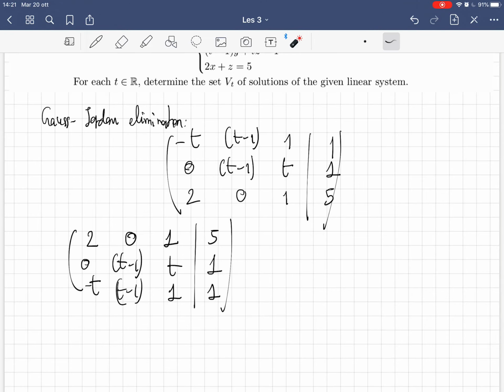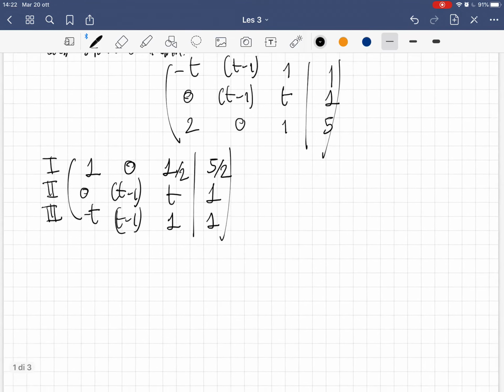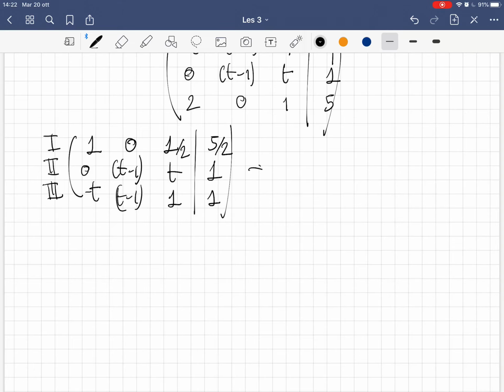This is nicer because you know that you want to put this matrix in a nice form, in the so-called row echelon form. So here we would need a 1. So let's get a 1 here just by dividing by 2. If I multiply by 1 over 2 here, this becomes 1, this becomes 1 over 2, and this becomes 5 over 2. That's okay. Now let me see. This is the second, this is the third row.